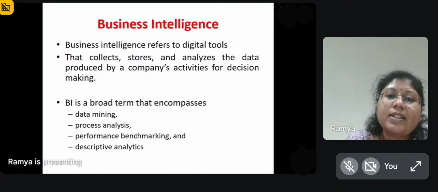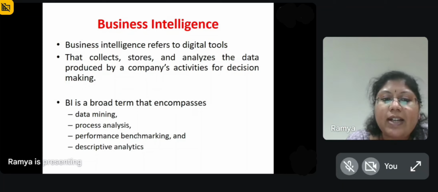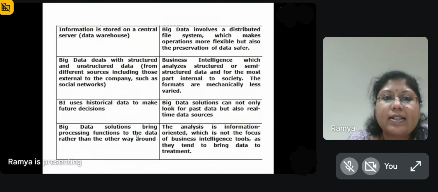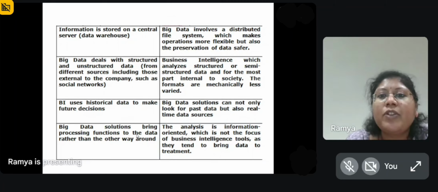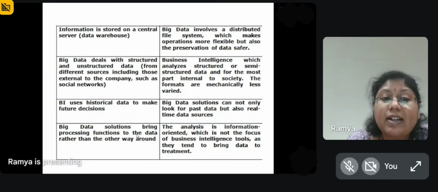Business intelligence refers to the digital tools. The work of business intelligence is to collect, store, and analyze the data produced by a company's activities for decision making. BI is a broad term which encompasses data mining, process analysis, performance benchmarking, and descriptive analytics. This is a main difference where they are specifying about the data warehouse. Information is stored on a central server in case of the data warehouse, whereas big data involves a distributed file system, which means that my data does not reside in a single system, but is distributed across the file system.